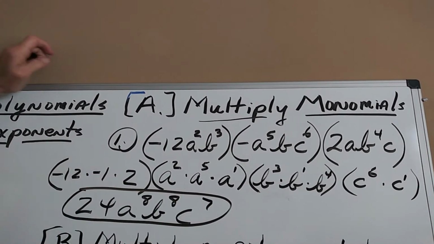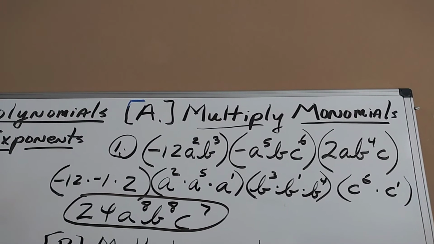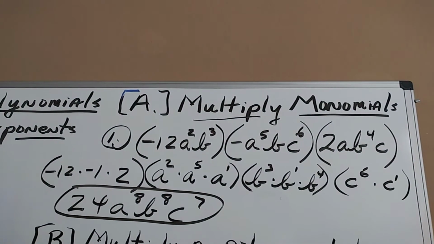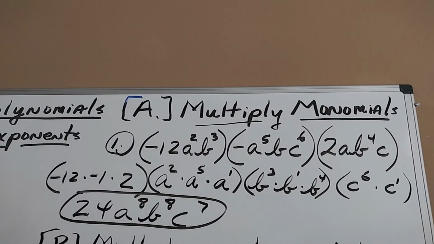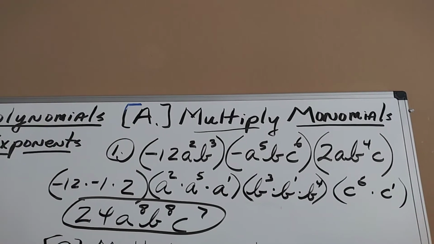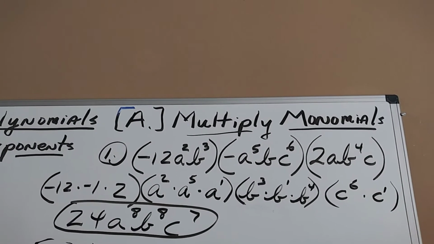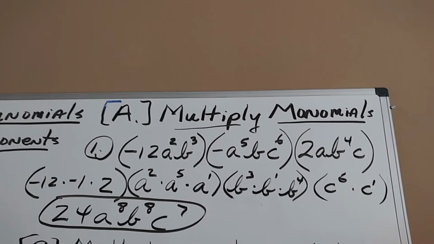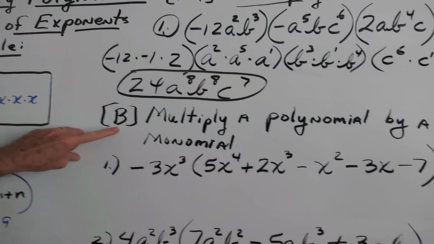circle it, it's done. No, I would not advise that you go from the original problem to the answer. I advise that you form groups, put coefficients in the first house, and the powers of A, B, and C in the successive houses. We're going to go to letter B.